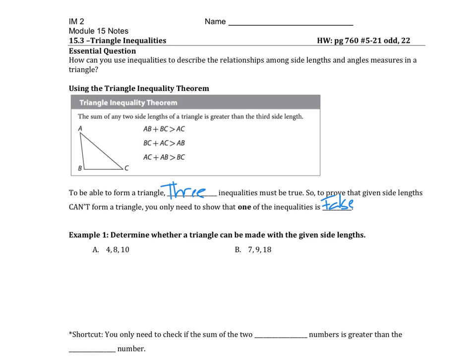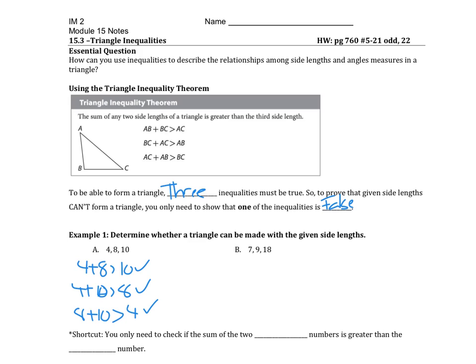So example 1, determine whether a triangle can be made with the given side lengths. So as we check, I'm going to start with 4 plus 8. Is that greater than 10? That one checks out. Then 4 plus 10. Is that greater than 8? That one checks out. And then 8 plus 10, is that greater than 4? That one checks out. So this triangle would be true. You can form that triangle.